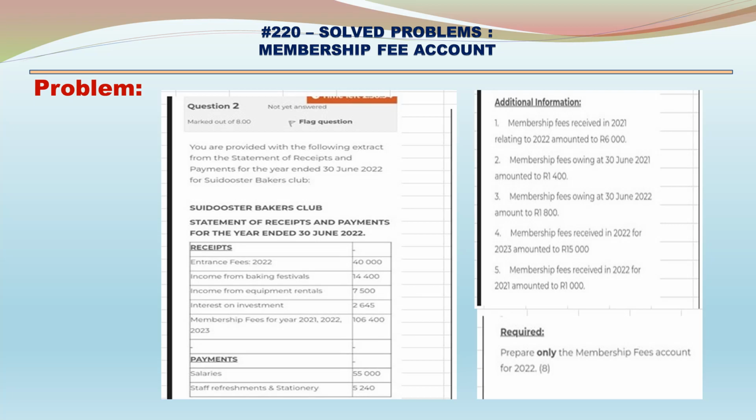Additional information. 1. Membership fees received in 2021 relating to 2022 amounted to 6,000. 2. Membership fees owing at 30th June 2021 amounted to 1,400. Membership fees owing at 30th June 2022 amounted to 1,800. Membership fees received in 2022 for 2023 amounted to 15,000. Membership fees received in 2022 for 2021 amounted to 1,000. Required: prepare only the membership fees account for 2022.